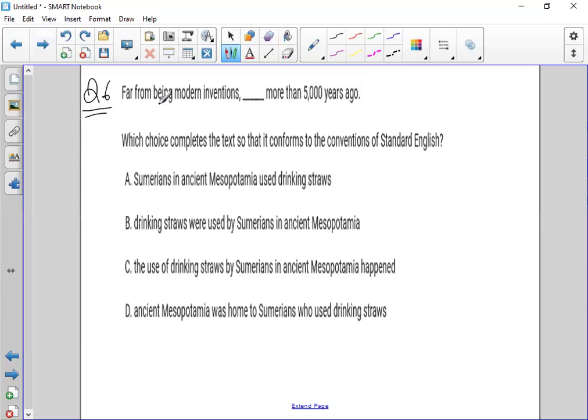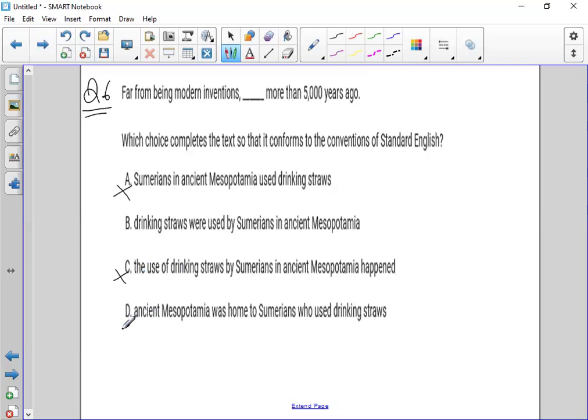Now, sixth one, far from being modern inventions, comma. So here, after this, in the blank, the thing that we are talking about is far from being a modern invention. Sumerians are the people living in Sumeria, so it is wrong. It cannot be an invention. Drinking straws, it can be an invention. But the use of drinking straws is wrong. We are not talking about drinking straws here. We are talking about the use of drinking straws, so that cannot be an invention.